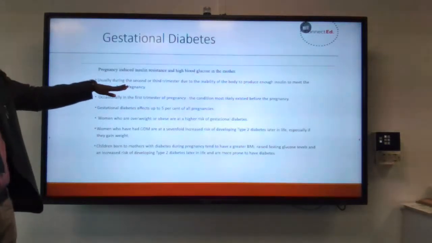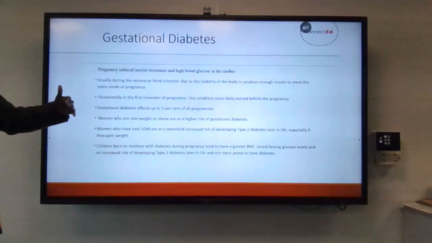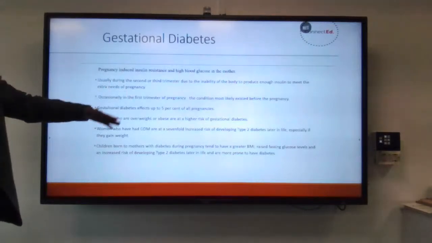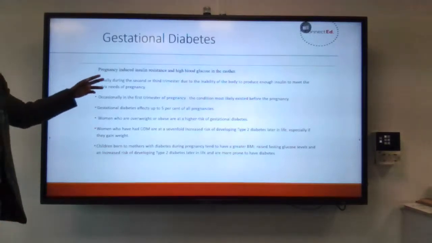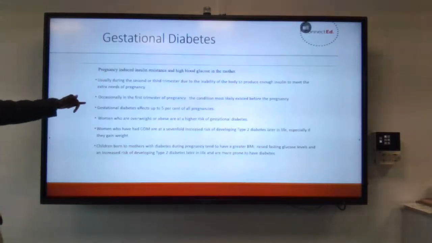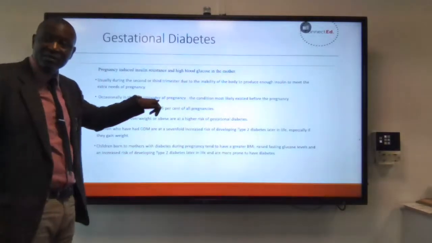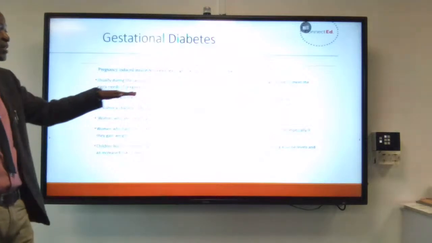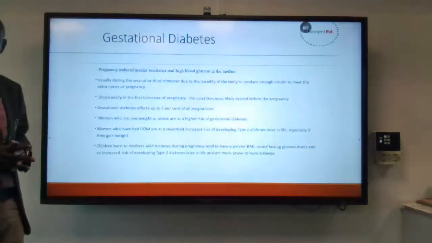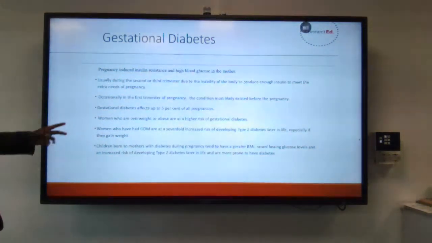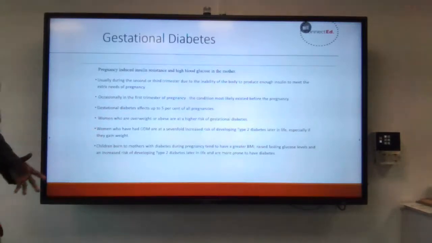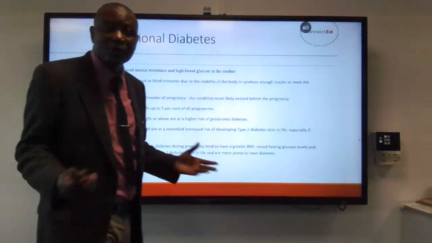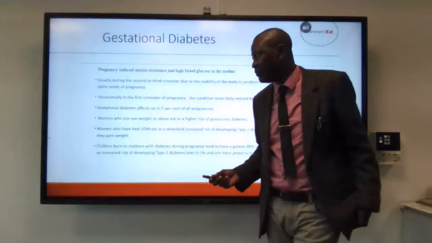So at this particular time, the body cannot produce enough insulin to meet the demand imposed by pregnancy. Occasionally in the first pregnancy, the first 3 months, the trimester is the first 3 months. So in case it is in the first 3 months, it's likely that the condition would have existed before that particular time. It's just about 5% of pregnancies. So 95% of pregnant women will not have gestational diabetes.